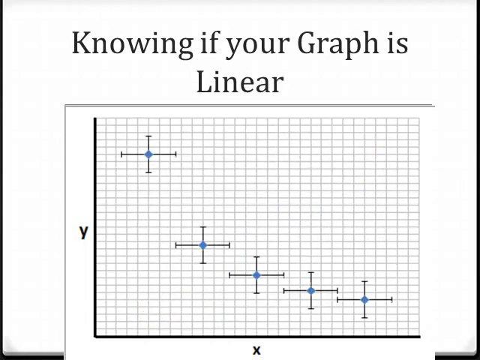Sometimes when you draw your trend line and it doesn't go through all the error bars, then that means that you most definitely cannot say that the data is linear, and so you've got to figure out what exactly is the equation. That's what we're going to teach you how to do today.